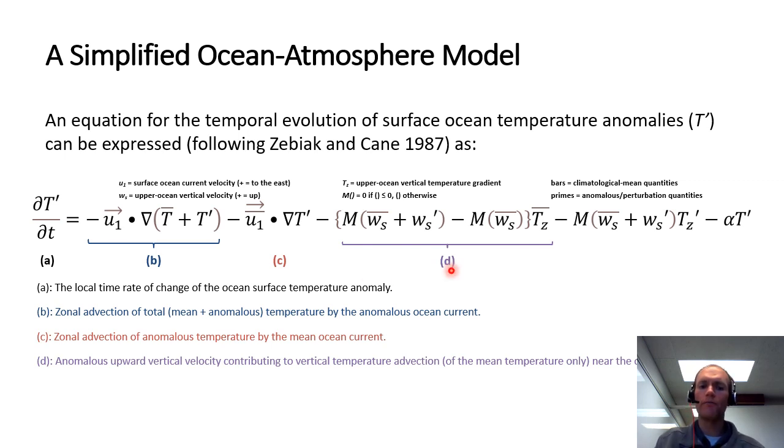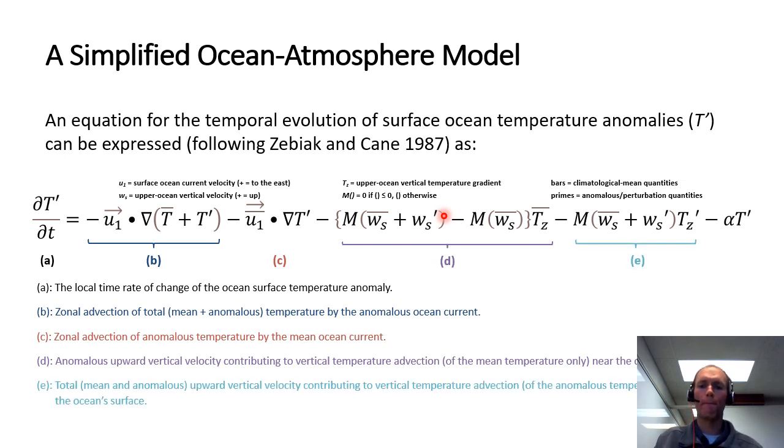This overall is the climatological or the average temperature gradient multiplied by this departure in the vertical velocity. Specifically, you're looking at the total vertical velocity and just the mean or the climatological vertical velocity. Because of this M operator, we can't just have W sub S prime here, so it's not quite that, but we'll take a look at this in a little bit more detail shortly.